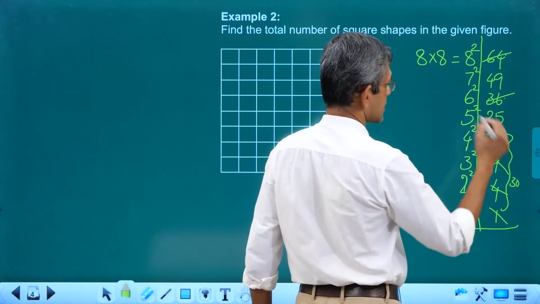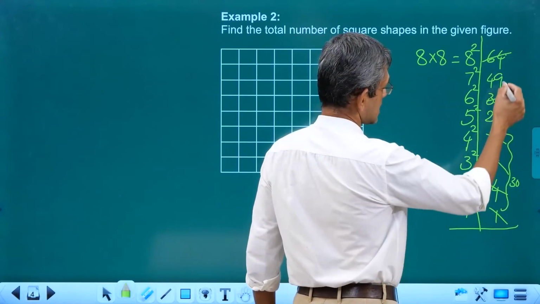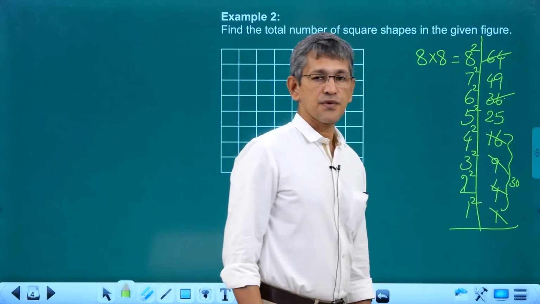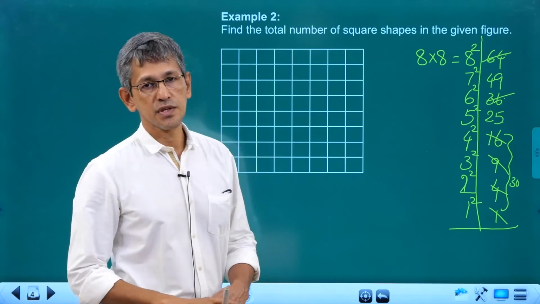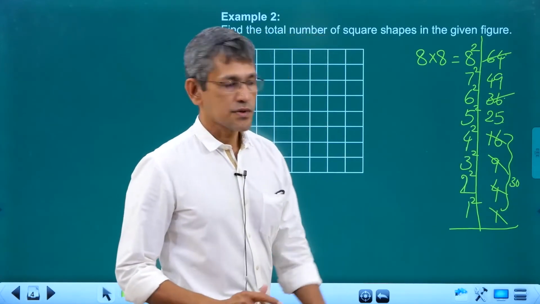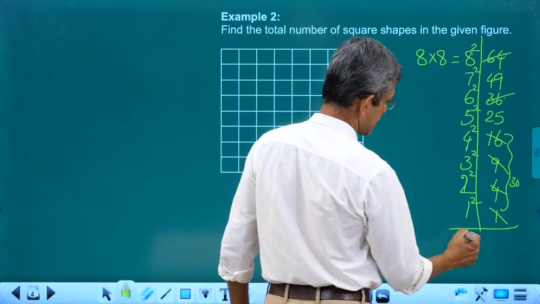So 130. 130 and this one what we have is 49 and 25. So 50 plus 24, 74. So 130 plus 74. So 204 would be the answer for this question. 204.